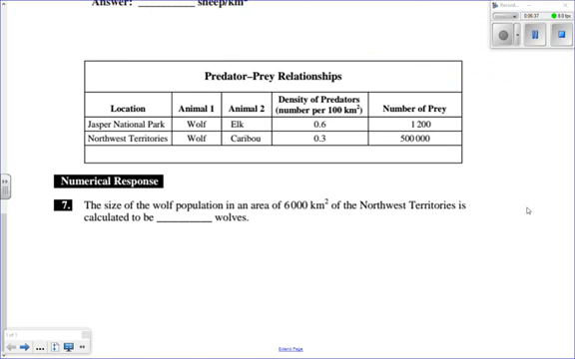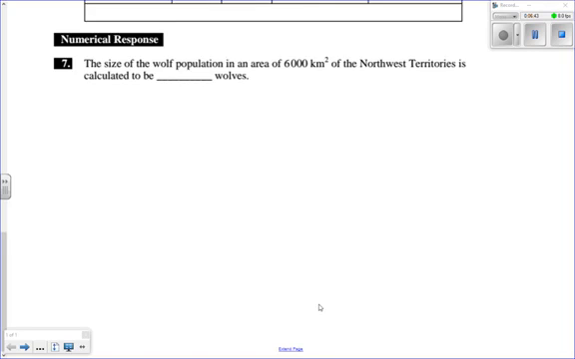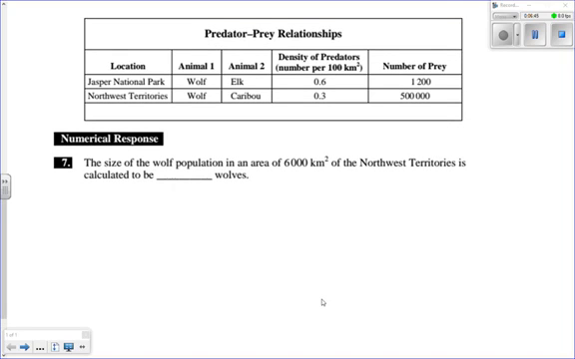All right. So now we're dealing with wolves. There we go. So we've got Jasper National Park. By the way, I happen to live fairly close to Jasper National Park. It's a great place. If you're from somewhere around the world and you're visiting Canada, go to Jasper National Park. Way better than Banff and way cheaper.